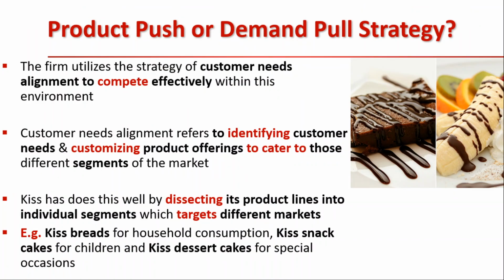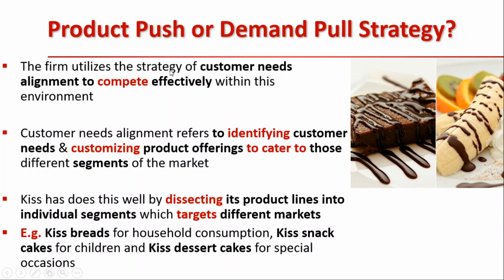So next we move on to the product push or demand pull strategy. It's quite clear here that when KISS had started, they were utilizing a product push strategy, in that they were actually pushing their two products, which would have been the cupcakes of orange and chocolate, onto the customers. But in 1989, what they realized is that in order for them to be successful, they needed to take into consideration customer needs. And once they took customer needs into consideration, only then could they transition from a product push into a demand pull strategy.